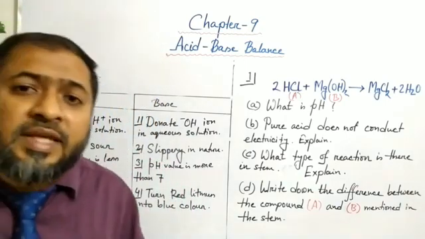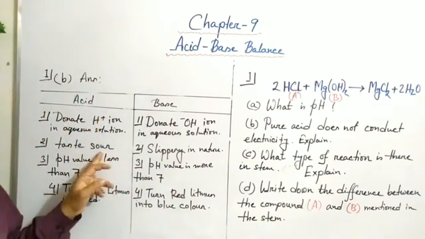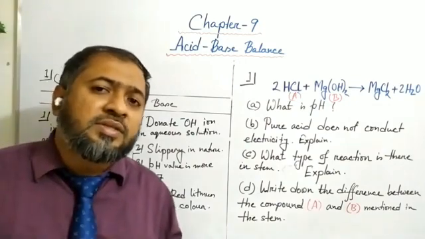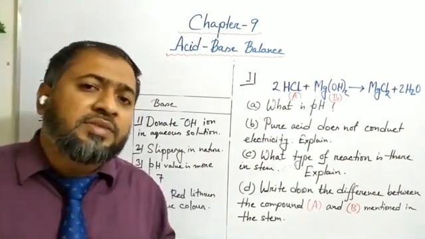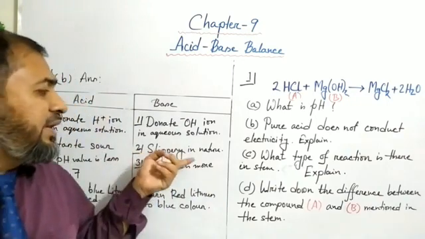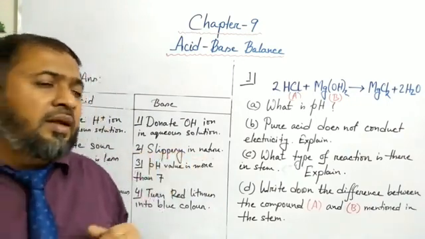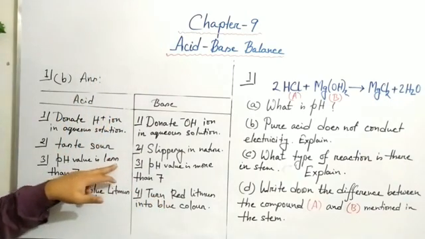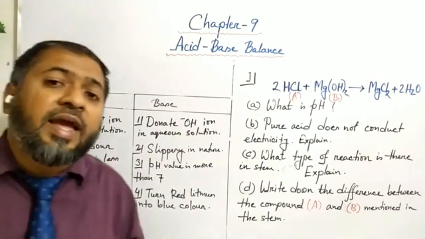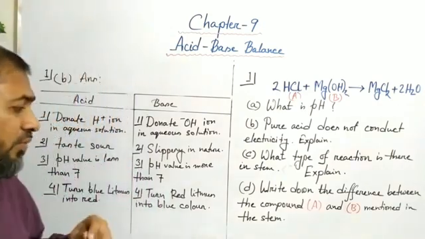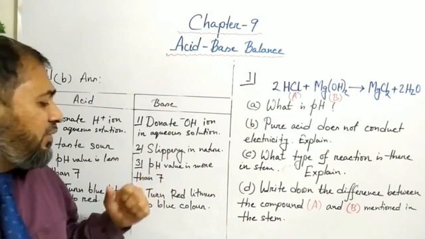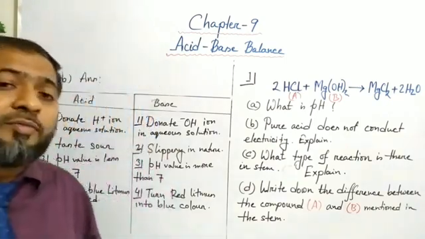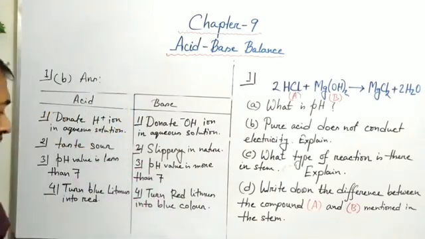Now, the taste of acid is sour. On the other hand, actually we don't taste the base. When we touch the base, we can find that base is slippery in nature. And the next one is the pH value. The pH value of acid is less than 7, whereas the pH value of base is more than 7.